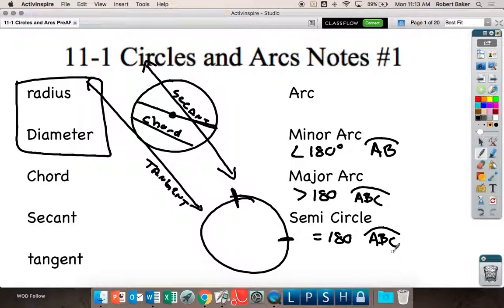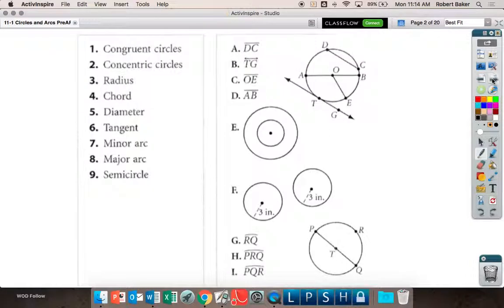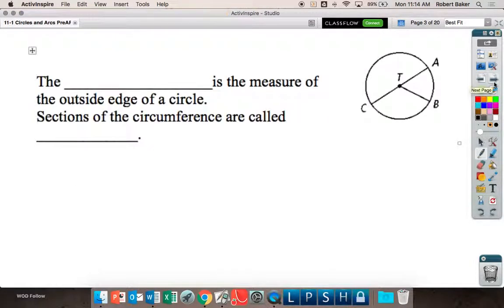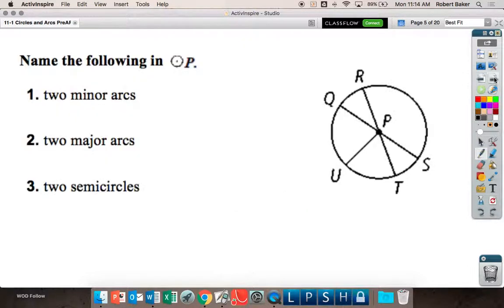Alright, so where we're living today is naming arcs, like name it arc AB, name it arc DC, distinguish between major, minor, or semicircle. And then once we kind of get that hammered out, we'll talk about the actual length of an arc. How far around the circle is it? So a lot of this stuff we'll hit time and time again. So we're going to skip that. Talked about that already. Here we go.